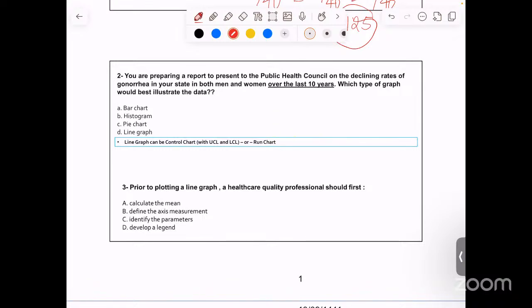What's the answer here? What's the answer? You are preparing a report. Line graph? Yes, that's the correct answer.